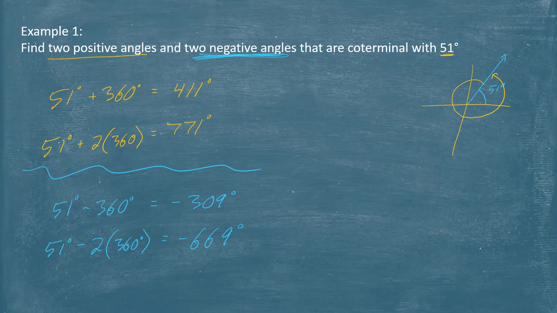Oftentimes what we'll want to do in this scenario is actually make angles smaller, not so much bigger, but I'm just showing how it can work and how we can make angles that are really giant or really tiny or even super negative. We have the ability to do that utilizing this coterminal process.